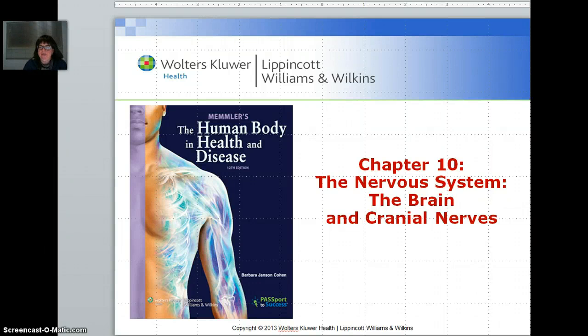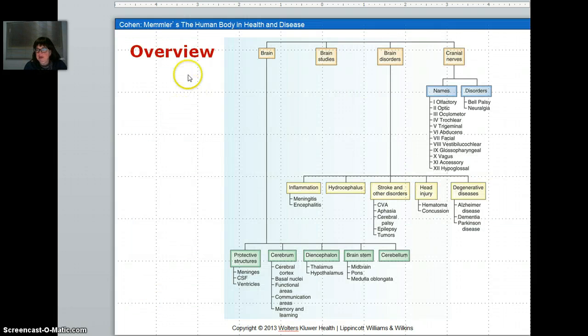Hello and welcome to Chapter 10, the nervous system, where we talk about the brain and the spinal nerves. In this chapter, we're going to mainly look at the brain and the protection of the brain, and then the main parts of the brain. Not going to go into too much detail as to what the cerebellum does. Then we're going to look very briefly at disorders, and then we're going to look at the cranial nerves more in terms of what does what.